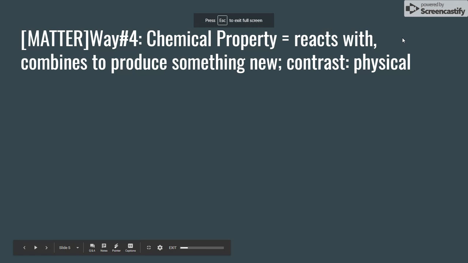Okay, today I'm going to show you way number 4 to pass the chemistry regents. This deals with chemical properties versus physical properties. Whenever you see a chemical property, you want to think about something that, when you observe it, would cause the chemical composition to change. So you're looking for words like reacts with or combines to produce something new.